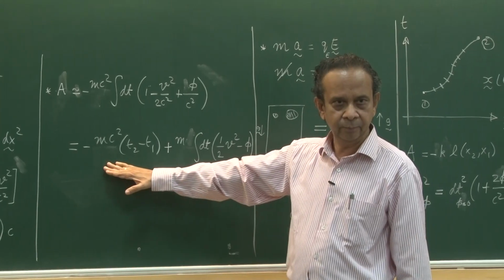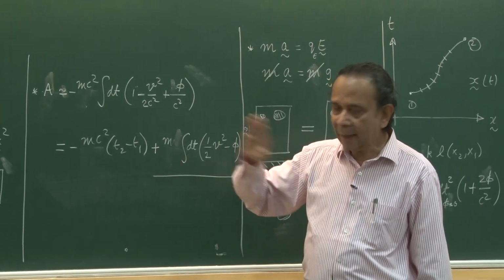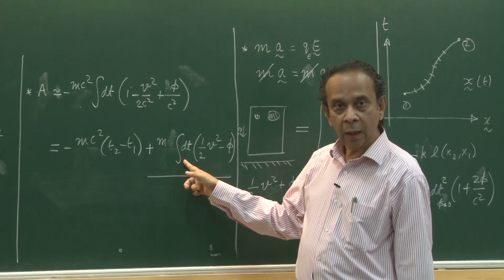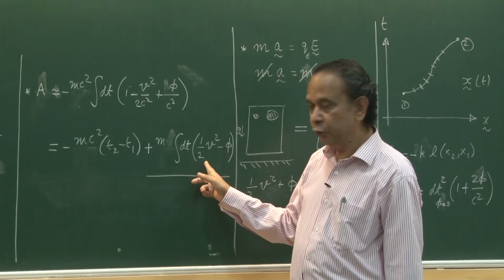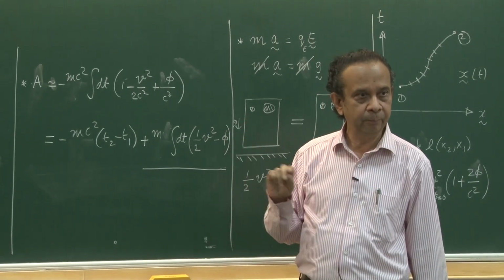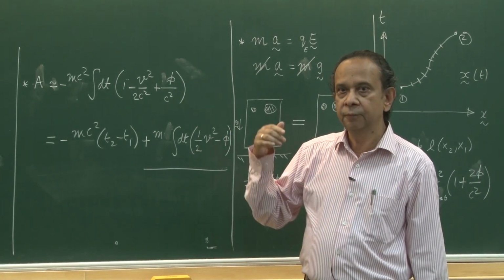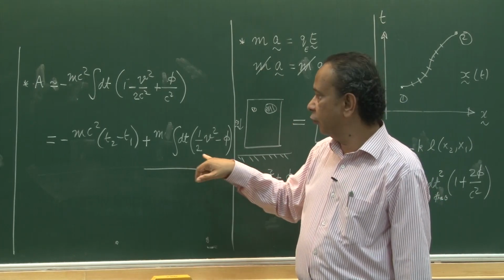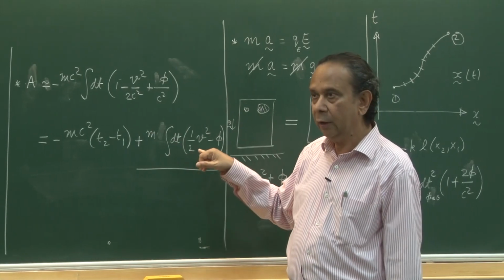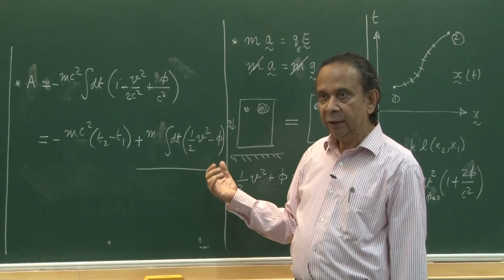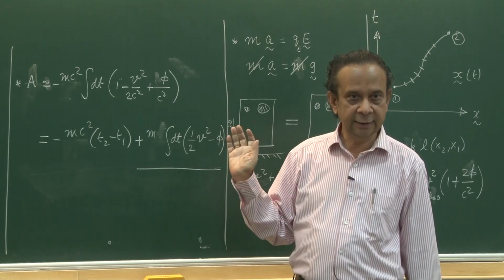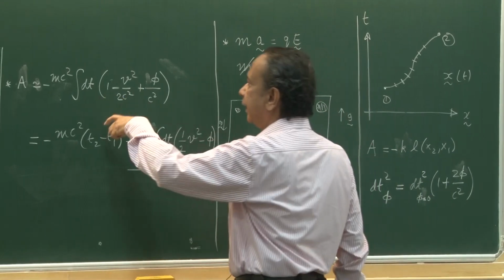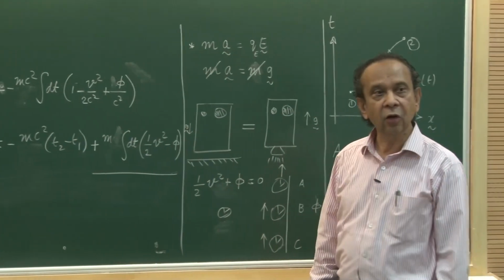this is irrelevant. So, what we have for the action is something which is integral dt of mv square by 2 minus m phi. Okay. So, people before us have called this kinetic energy and this potential energy. So, what we have as the action is an integral over dt of a quantity which is kinetic energy minus potential energy. Okay. And this quantity which is integrated over dt is usually called the Lagrangian.